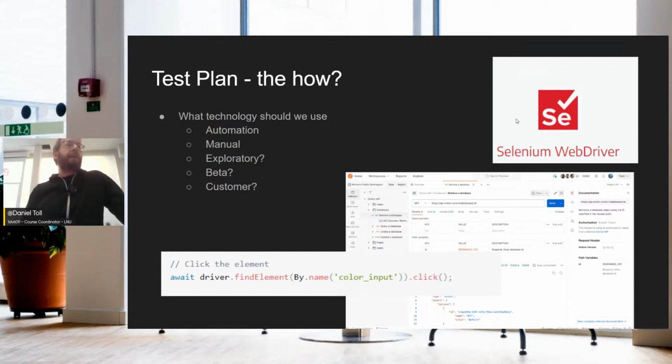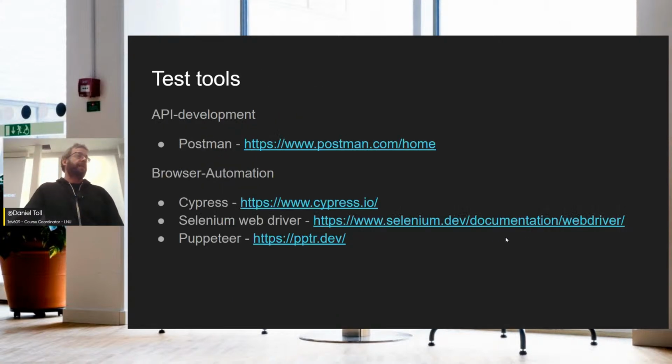So this is one of the different automation tools for web applications. This is called Selenium WebDriver, and you can write stuff like this. I want to find a specific element on a web page called the color input, and then I want to click that button, and then we can write code for that. In the background here, this is Postman, where you can create test cases. There are many different test tools, and I'm just going to show you a couple of them.